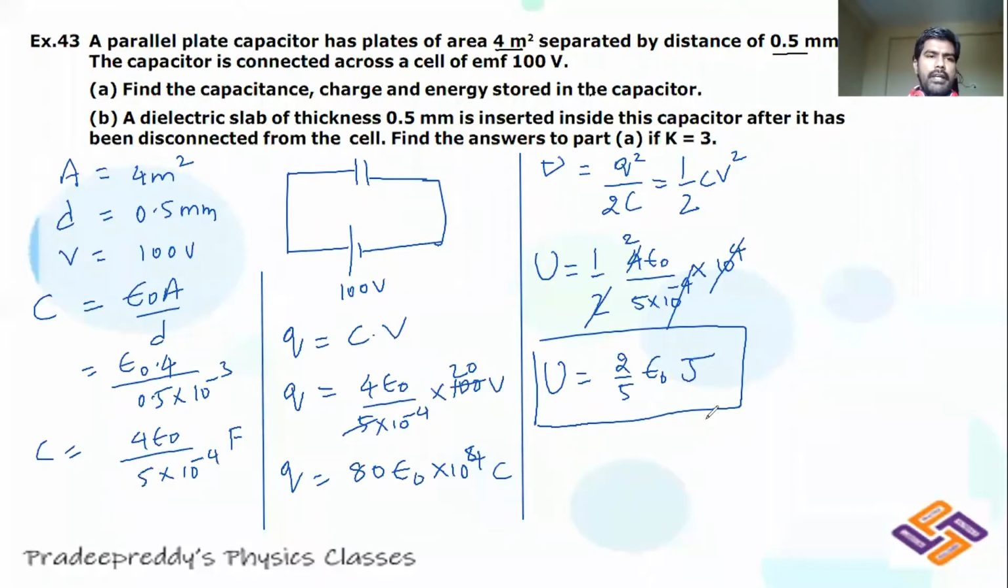Next, you are supposed to find out in question B, a dielectric slab of thickness 0.5 millimeter is inserted inside this capacitor after it has been disconnected from the cell. So from the cell it has been disconnected and you are placing a dielectric slab of thickness 0.5 millimeter. That means the entire space, previously it is 0.5 millimeter, now you are inserting a dielectric slab of 0.5 millimeter. That means the whole space you are completely filling with dielectric medium, inserted inside the capacitor after it has been disconnected from the cell.